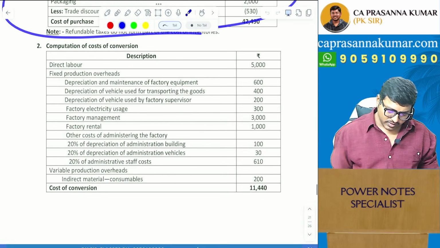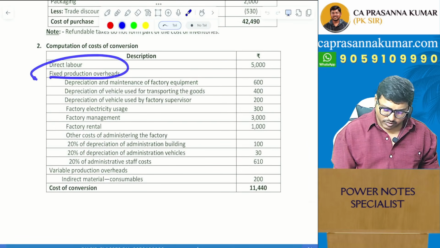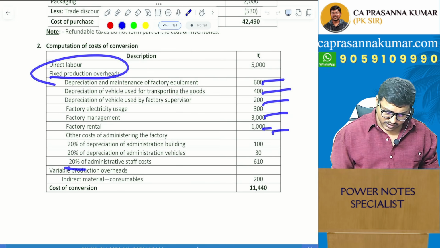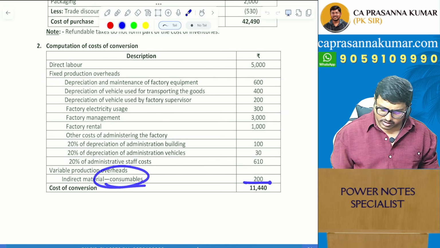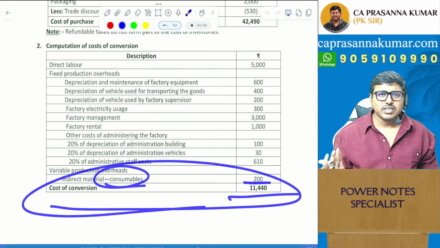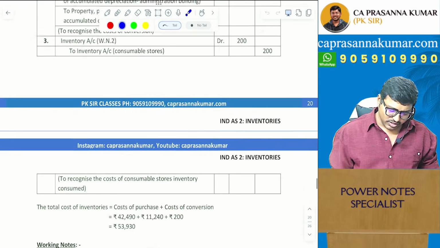This we have already seen. Direct labor, all the fixed production overhead, copy paste. With respect to administration, it is 20%. And variable production overhead is nothing but consumables. Total cost of conversion is there. Easy. That's all. Based on this, you need to pass the entry.